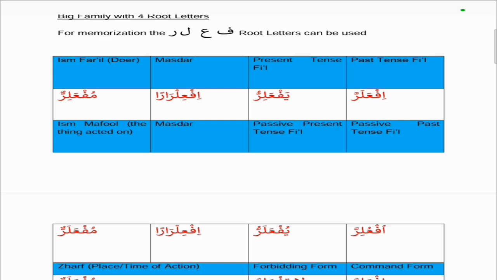And the masdar, you can see the two ra's have actually been split, so if'iraran, and the ism maf'ul is muf'alarrun. So you can see how from the passive present you just change the ya to a meem and make it heavy.